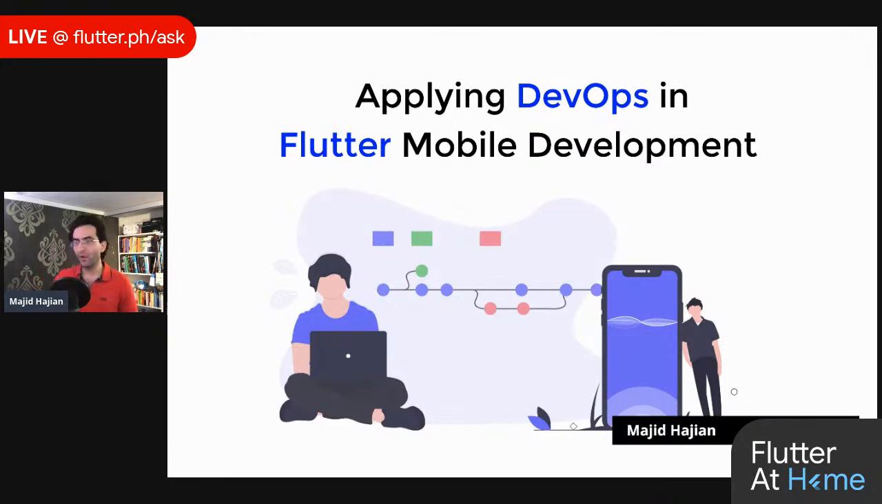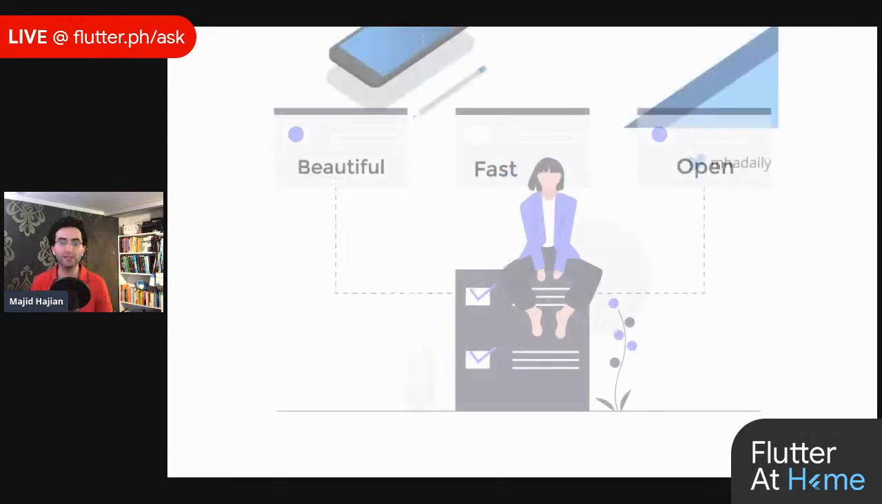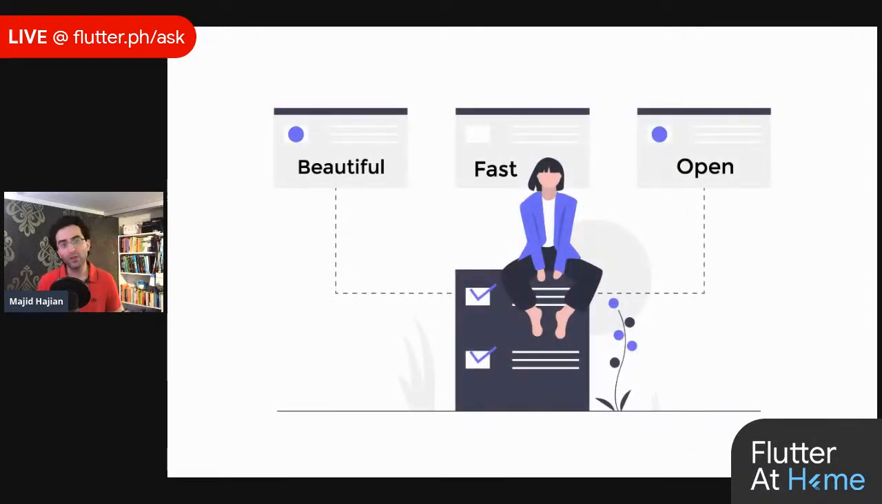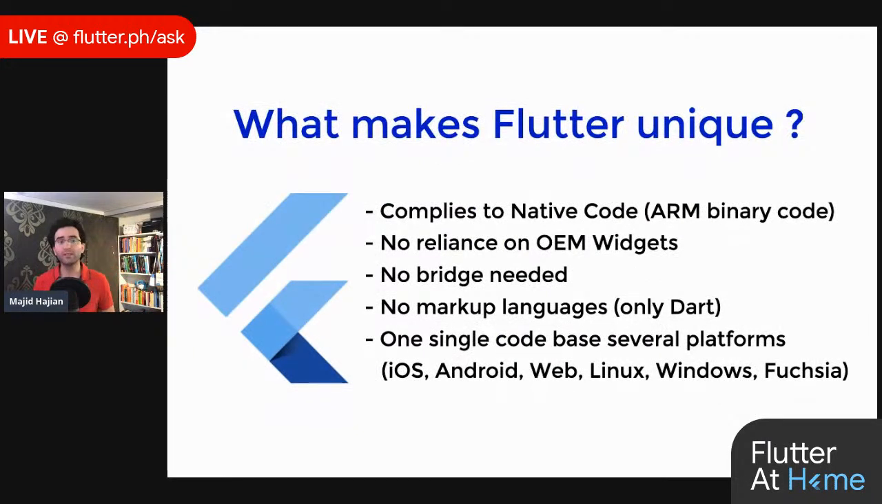So perhaps we all know Flutter, so I'm not going to go through what Flutter is and why we need to choose it. But we know that Flutter has four main goals. We are going to build beautiful, fast apps, and it's also open source. And most importantly, it makes us so productive, right? We all have probably seen all of these unique features of Flutter, and that's why we are Flutter developers and you are listening to me right now.